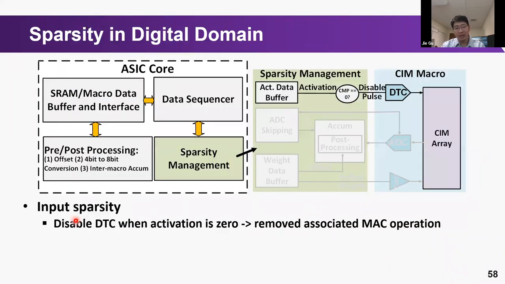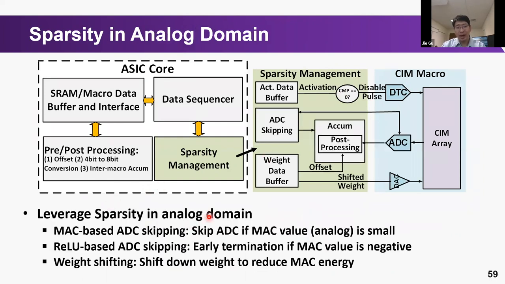In terms of sparsity, we do pretty simple. We do input sparsity. So we detect the value of input. If it's zero, we just disable the DTC and also the MAC operation. We also leverage some analog sparsity. I'm going to show that a little bit later. We use analog sparsity to skip the ADC to reduce the cost, and that's also handled by the AC core.